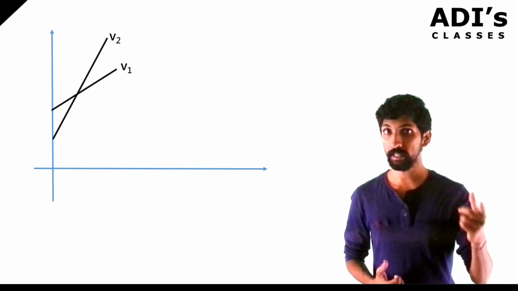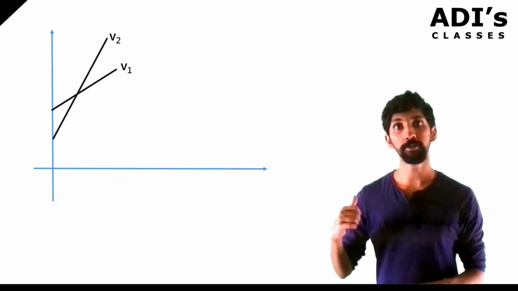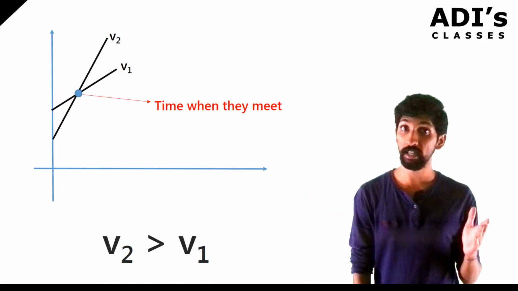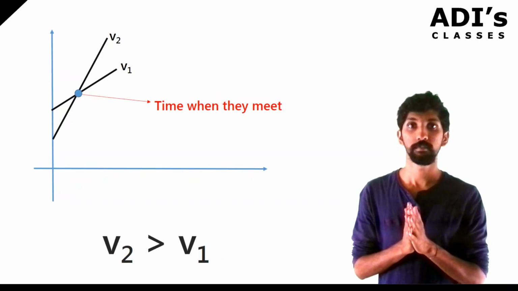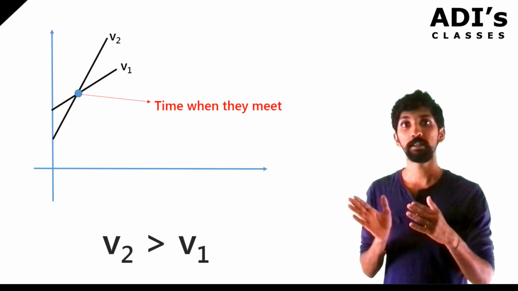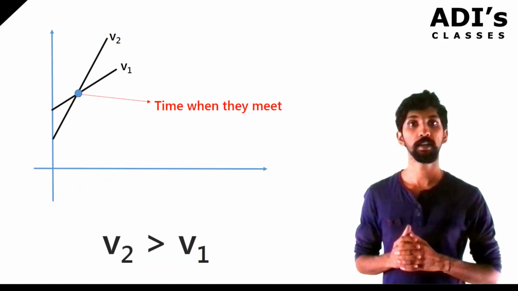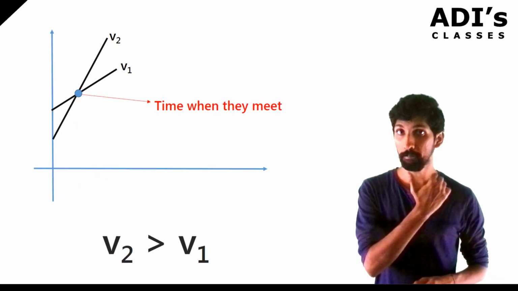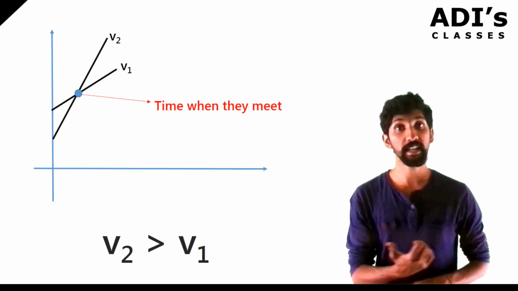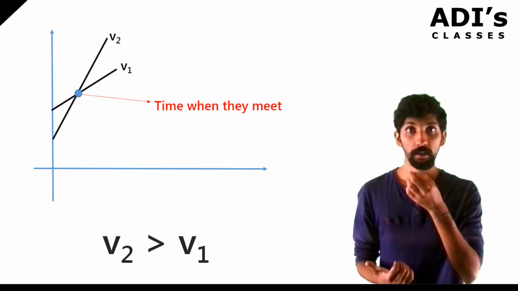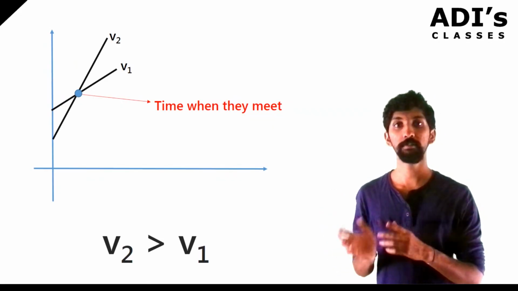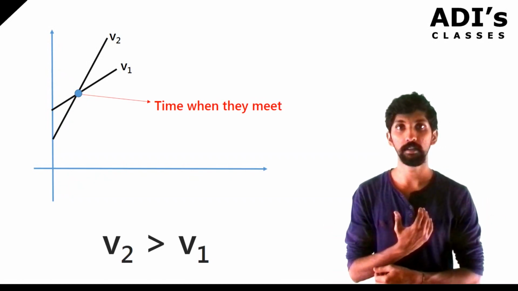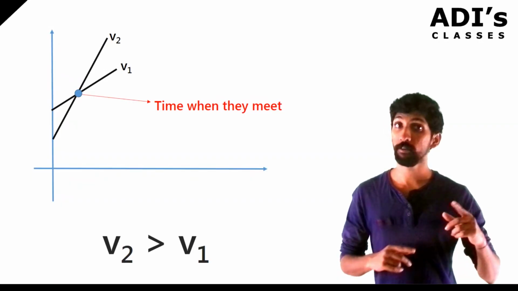Now the second thing: we have two velocities, V2 and V1. Now they are intersecting at one point, right? That point is the time where both of them will meet. For example, suppose two objects are moving in the same direction. Let's say train A is moving at 50 km per hour and train B is moving at 80 km per hour. Now train B and train A will both meet, correct? They will obviously meet because train B is going at a faster pace. After what time will they meet?